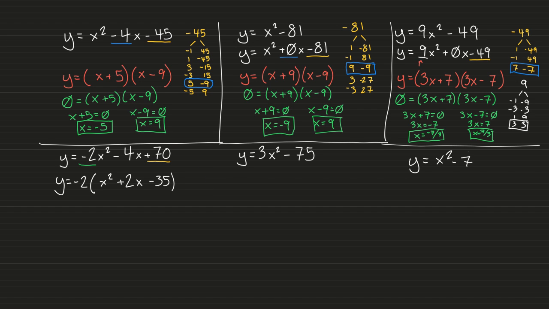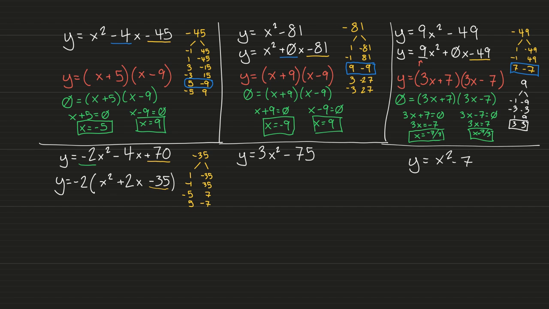We've taken a factor out of that. Now we are working with negative 35. Let's see if that one yields any results. 1 and negative 35, negative 1 and 35. I see 5 and 7. One of those has to be negative. 5 and negative 7. Oh, I think we found it.